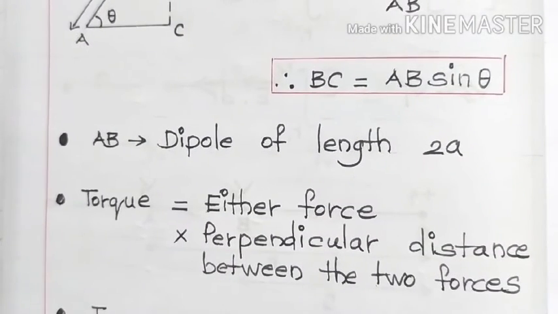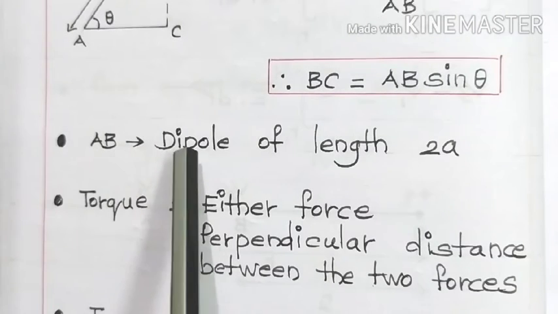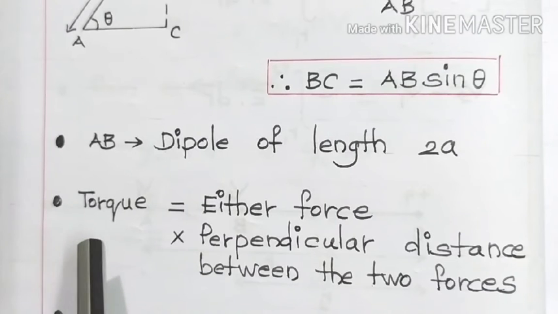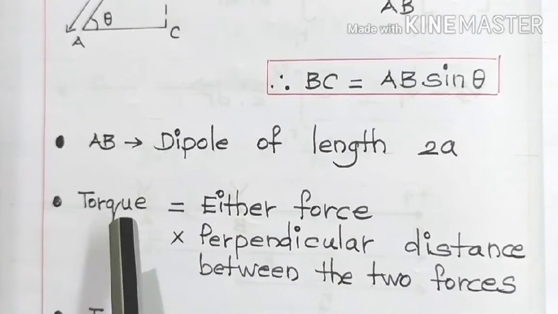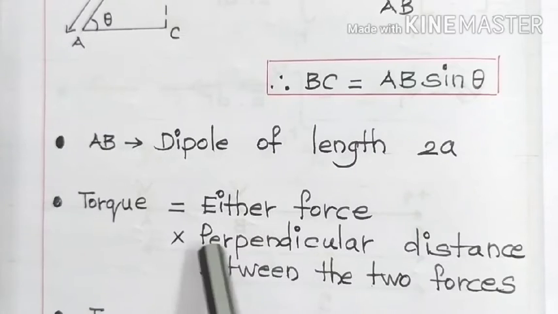Here is a little description about the diagram. AB is nothing but the dipole of length 2a. Now, first we are going to find out the torque. What is the formula to calculate the torque? Either force into perpendicular distance between the two forces.